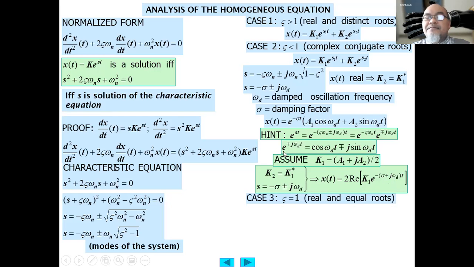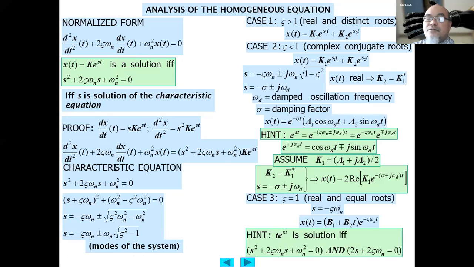In case 3, zeta equals 1, which means that the term under the square root equals 0. So we only have an equal root, one single root, which is real, and that root equals minus zeta omega n. The general solution of x(t) will become b1 plus b2 t, times exponent st, which is exponent minus zeta omega n t.